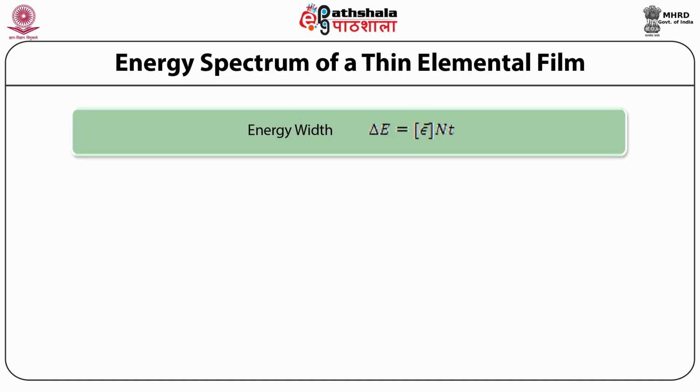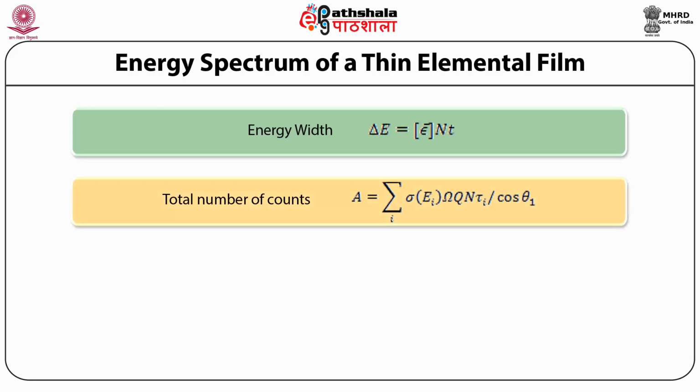The surface approximation for epsilon bar is adequate. From the measured value of delta E and the knowledge of epsilon bar, we can determine the number of atoms per unit area, denoted by Nt, in the film. The next step is to estimate the total number of counts in the signal. Apart from the above, another quantity that one can extract from the backscattering spectrum of a thin film is the total number of counts, given by the equation A is equal to the sum over i of Hi, summed over all channels i of the signal.